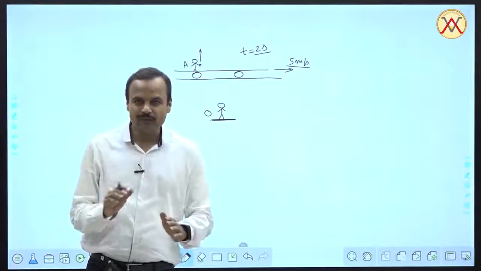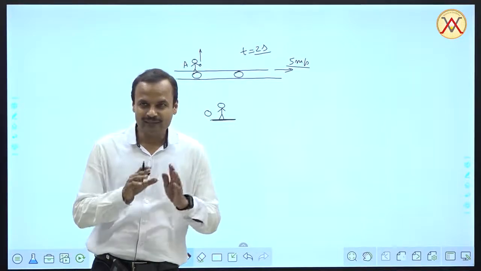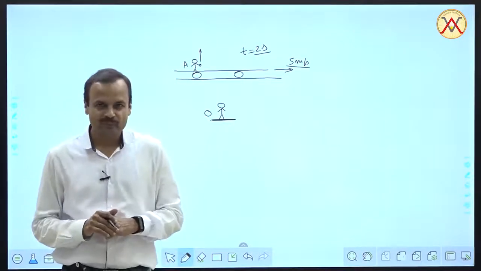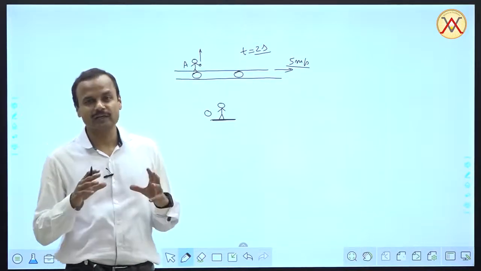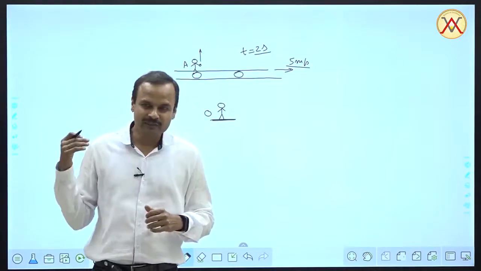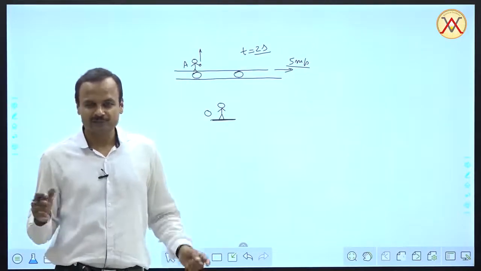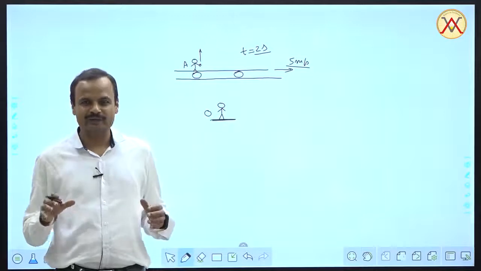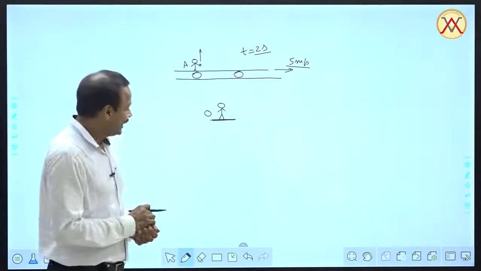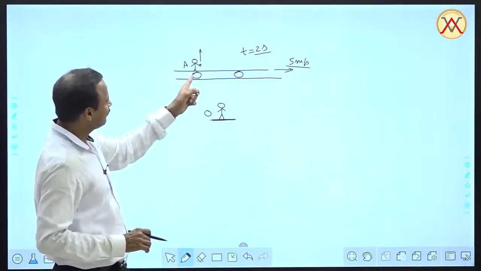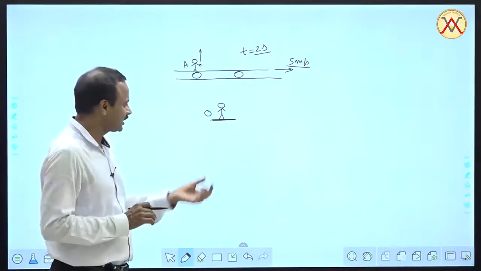Now, from the previous example, we have seen that when we are discussing relative motion in 2 dimensions, the trajectory of a particle can change. In the previous case, when we were discussing the relative motion of 2 projectiles, the projectiles in the ground frame have a parabolic path, but as seen by one projectile, the motion of the other one was a straight line. Now, in this situation, what will be the path of this ball as seen by this person A and the observer on the ground?